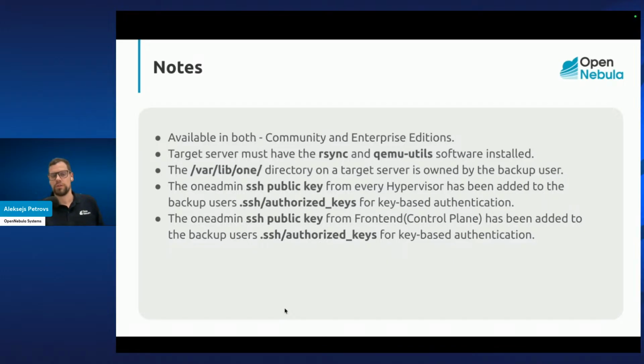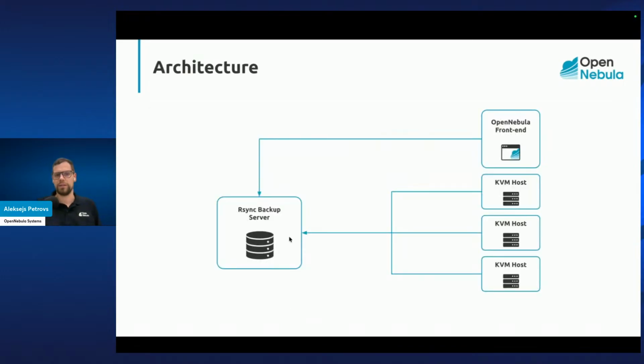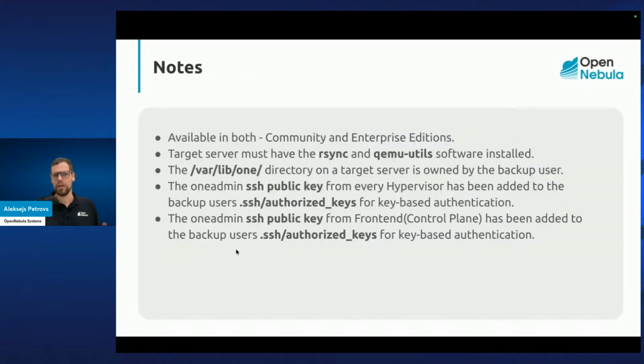So the target server, if we go back a little bit, the rsync backup server, I'm going to refer to that as the target server, right? The target server must have rsync and qemu-img, which on Ubuntu, or Debian-like distributions, can be installed using the qemu-utils package. So it comes as part of that package.